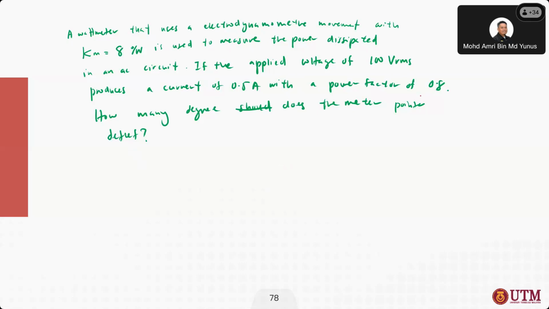So the equation of the angular deflection theta m is equivalent to Km, which is the constant here, multiplied with E, the voltage E, and I, current, and cos theta, which is the equivalent power factor.